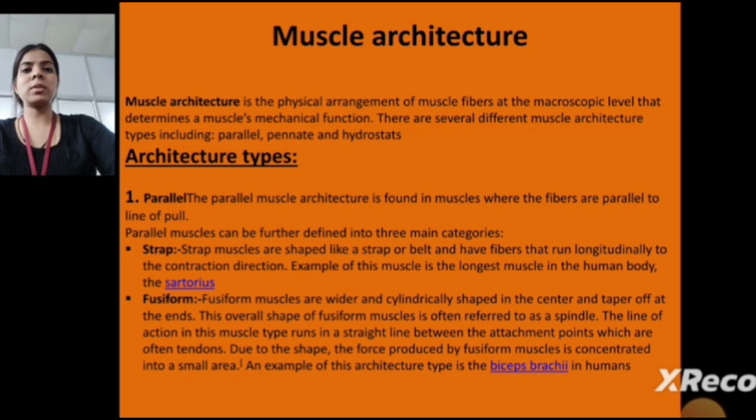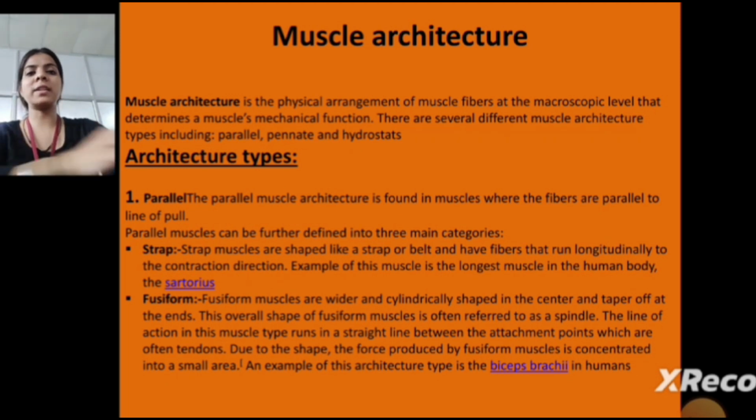Muscle architecture is the physical arrangement of muscle fibers at the macroscopic level that determines the muscle's mechanical function, and there are several different muscle architectures including parallel, pinnate and hydrostats. Parallel architecture is found in muscles where fibers are parallel to the line of pull. They are further divided: strap muscles are shaped like a strap or belt which run longitudinally, like the sartorius, the longest muscle in the human body.